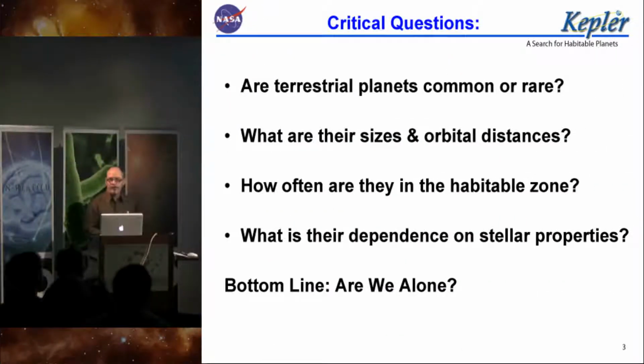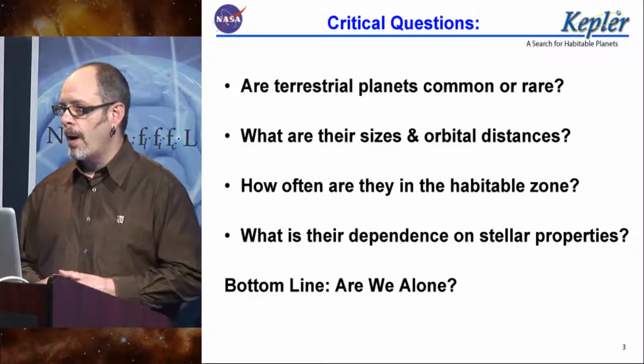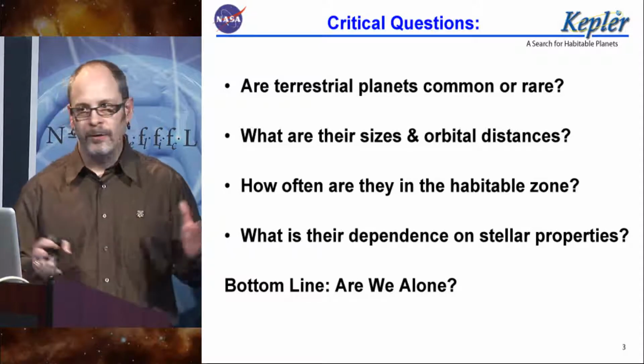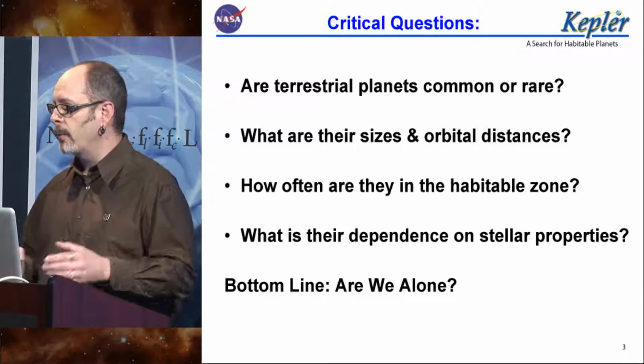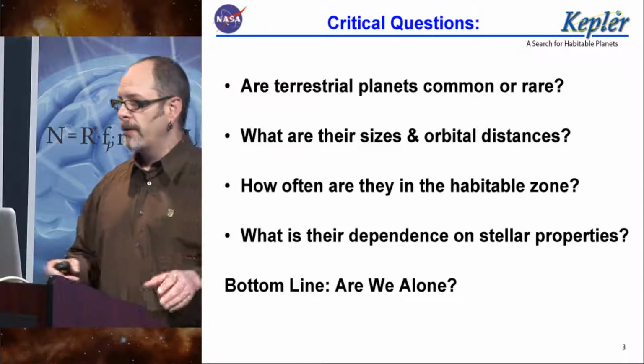But the critical questions that Kepler is poised to answer is whether terrestrial planets are common or whether they're rare. What are their sizes and orbital distances from their star? How often do we find these creatures in the habitable zone of their star? That range of distances for which you could find liquid water pooling on the surface. And furthermore, what is their dependence on stellar properties?